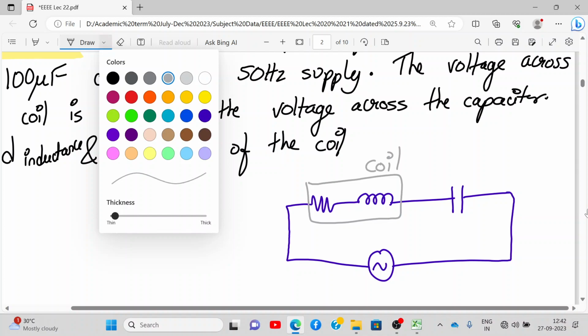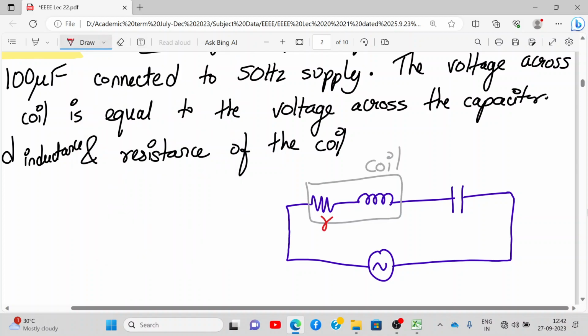So what are they asking? They are asking us to find this R and this L, right? This C is given to you, right? C is how much? 100 microfarad. Is the voltage given to you? No, it's V volts and 50 hertz supply. What else is given to you?